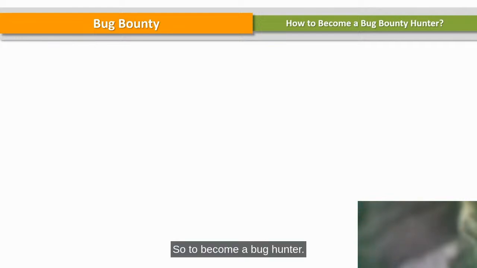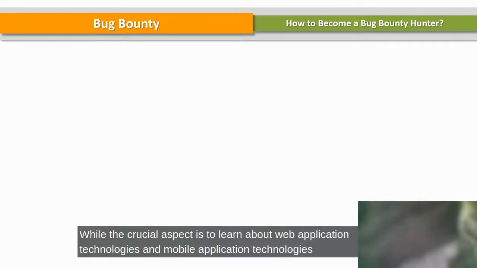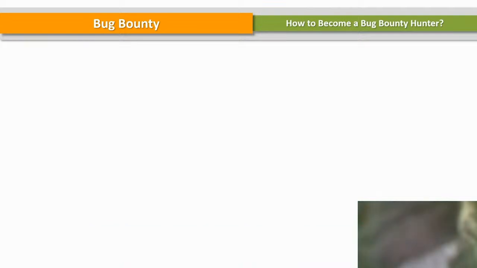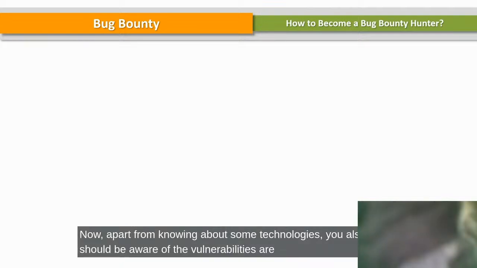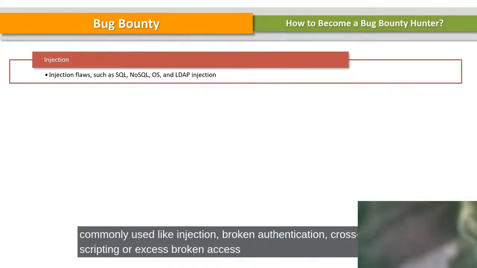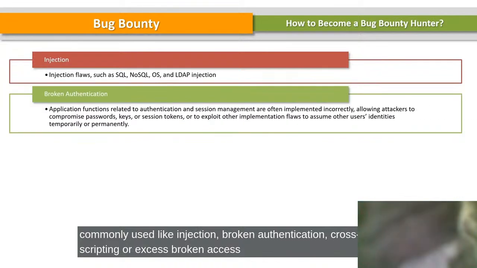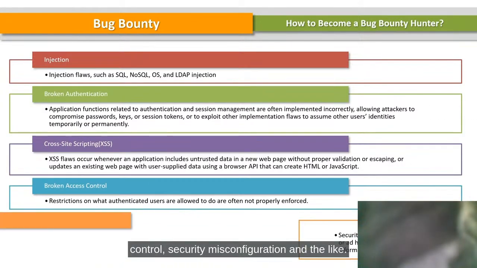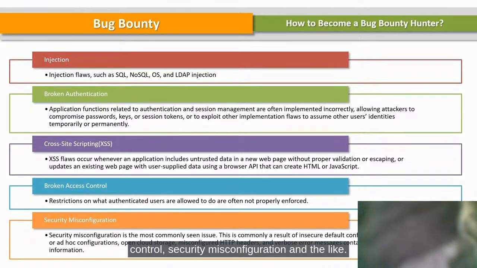To become a bug hunter, the crucial aspect is to learn about web application technologies and mobile application technologies alike. These are the things that are going to kickstart your career as a bug bounty hunter. Apart from knowing about some technologies, you also should be aware of the vulnerabilities that are commonly used, like injection, broken authentication, cross-site scripting, or XSS, broken access control, security misconfiguration, and the like.